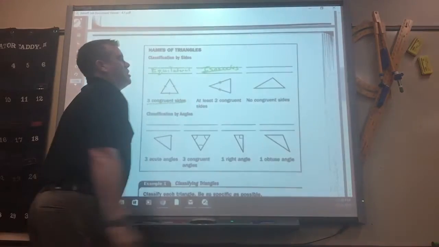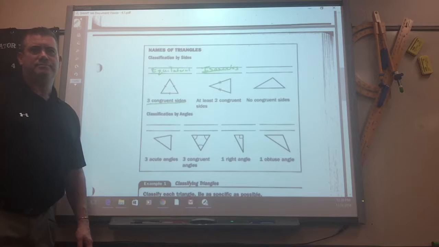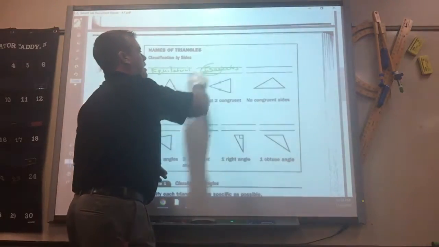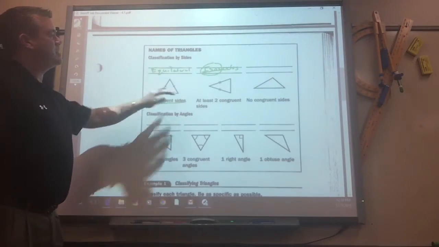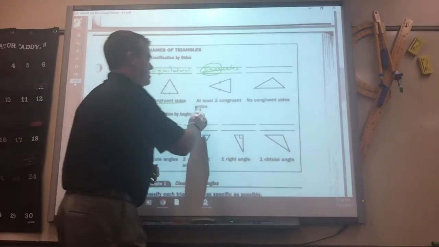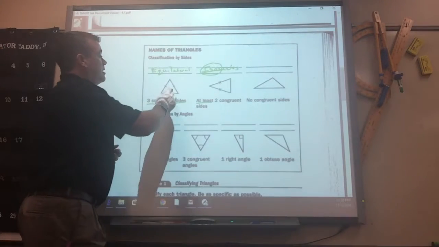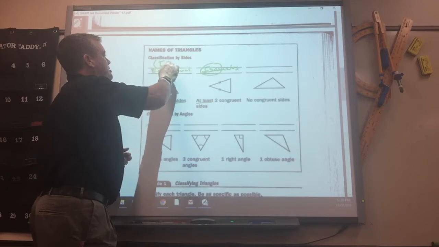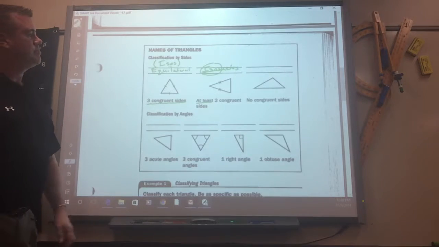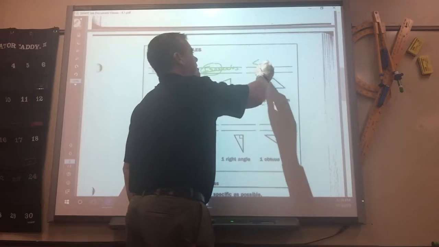So, isosceles, you can just abbreviate ISOS. Now, technically, the definition of an isosceles is at least 2 congruent sides, which means you could have 3 congruent sides. So technically, this one could be called an isosceles triangle also, although equilateral is the better name for it. And then no congruent sides. Anyone remember what that is? Scalene.